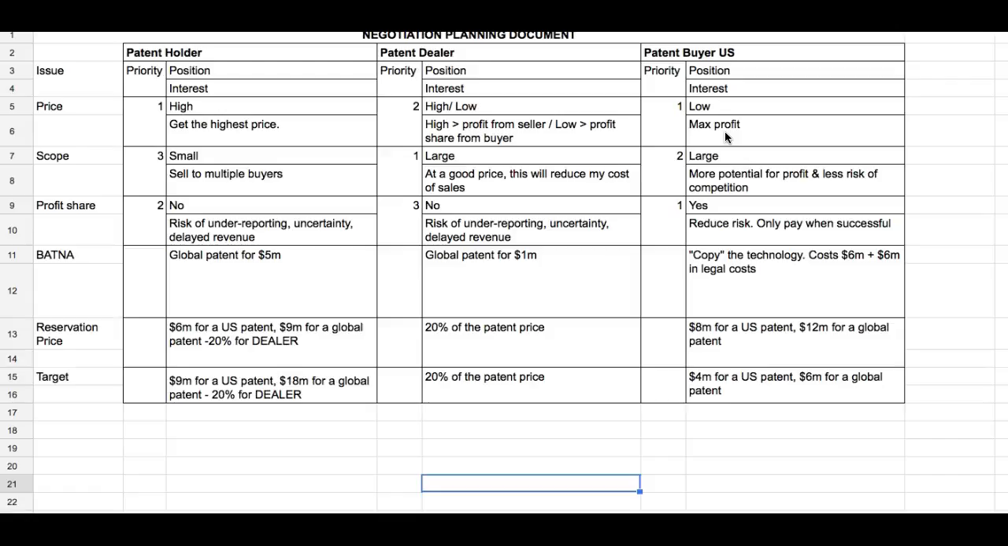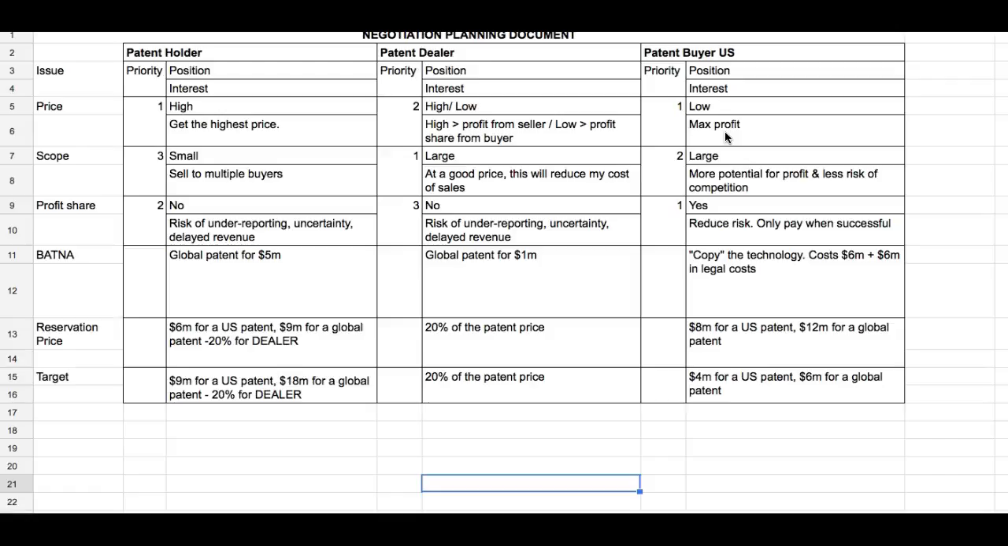The challenge here for the patent dealer is, what is he going to push? Is he going to push for a low price or for a high price? I think we need to define it through the patent dealer. He's actually responsible for negotiating how much to sell to the buyer. He's a holder. We don't know anything else.